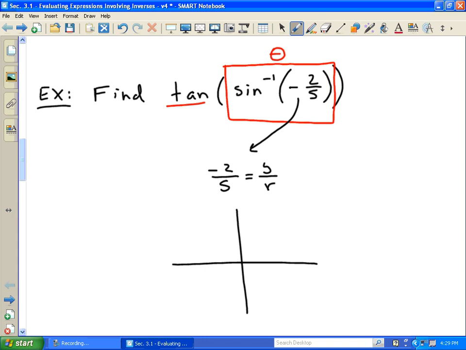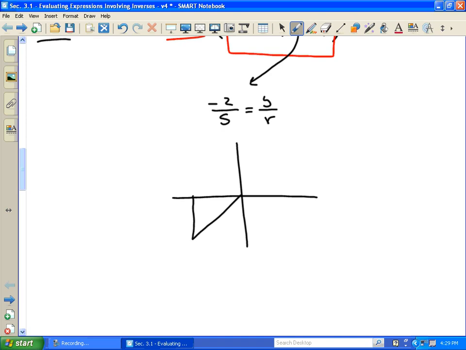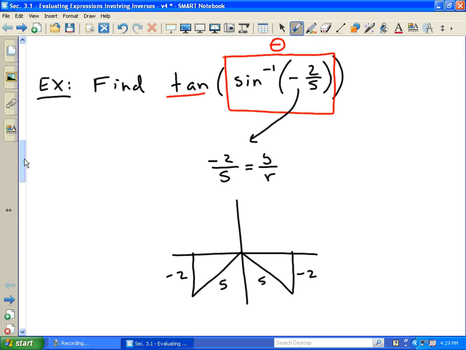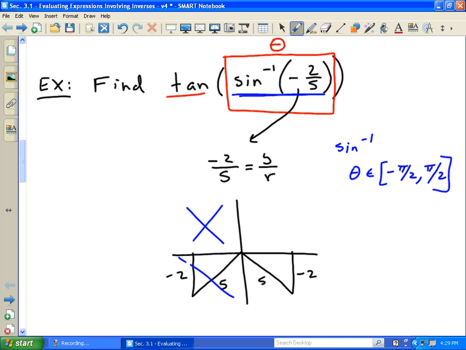Okay, y is negative in which quadrants? We could do quadrant 3 or quadrant 4. Y is negative 2, the r is 5. From here, let me first think about the restriction on sine inverse. The inside function here is sine inverse. And so I want to make sure which one of these two triangles I'm looking at. Okay, for sine inverse, theta must lie between negative pi over 2 and pi over 2. So that means that I won't consider anything here or here, and this angle is actually rotated down.